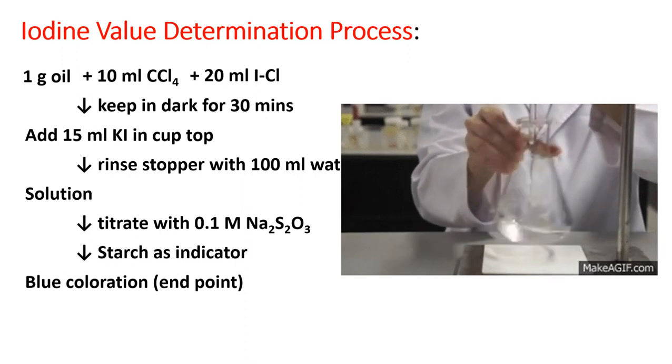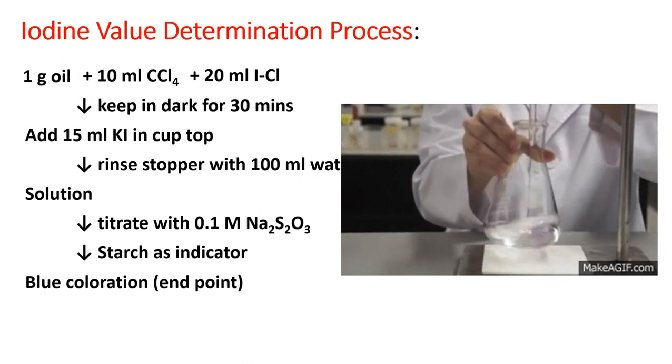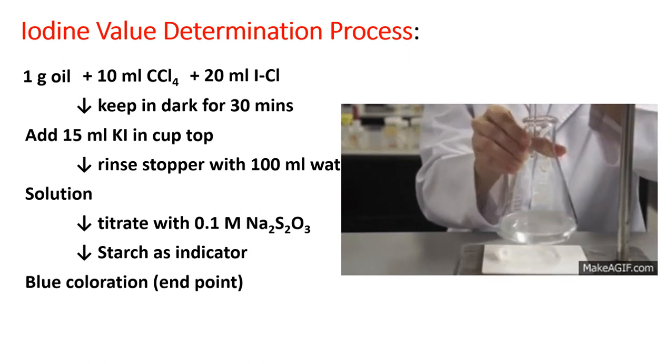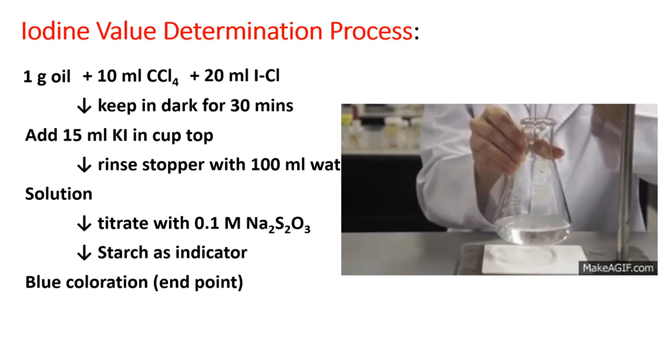Starch gives a bluish coloration at the end point. Initially it can be a yellowish or golden yellow color, but later on, as the end point approaches, the solution will turn bluish in coloration. So this marks the end point. This was about the procedure.